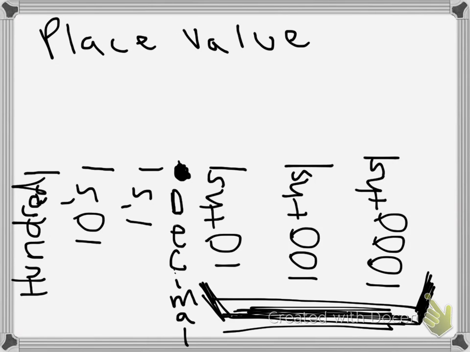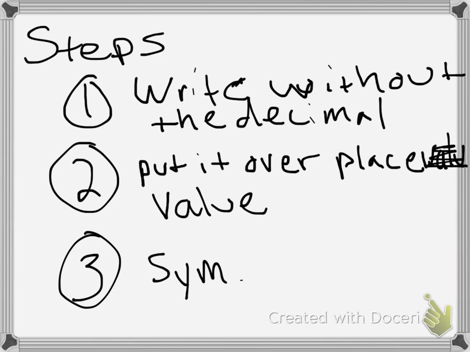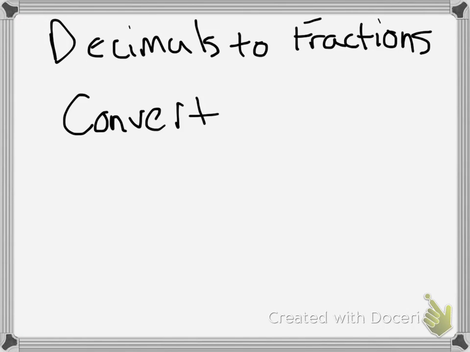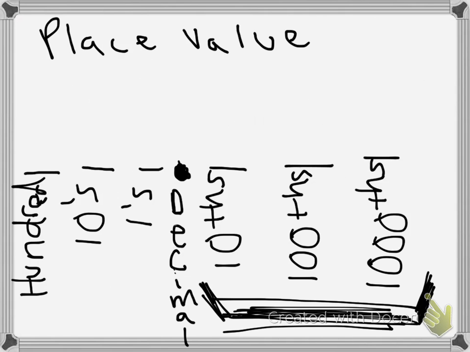Alright? So we need to know place value. We need to know our 3 steps. Write it without the decimal. Put it over the place value that it is. And simplify. Remember, decimal to fraction. This is how you convert a decimal to a fraction.